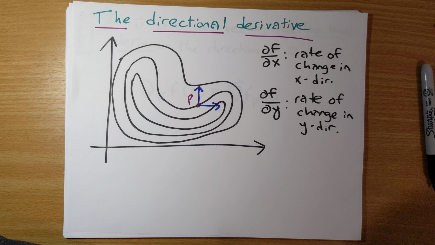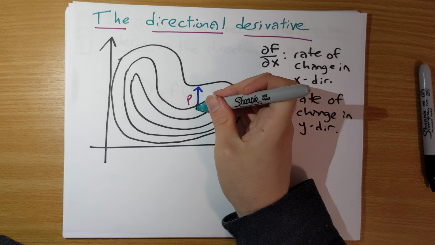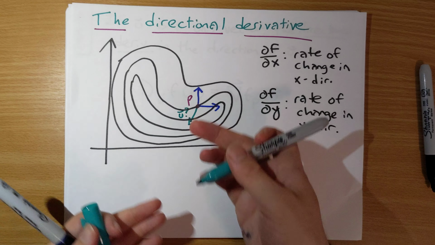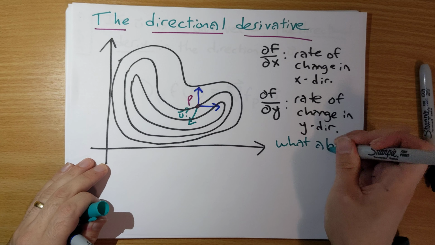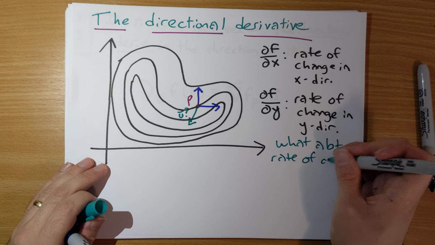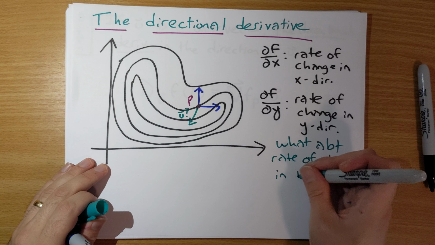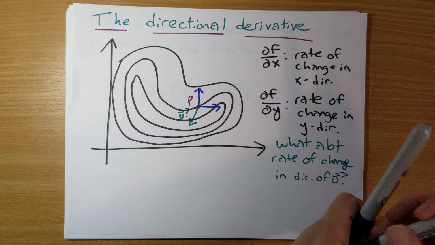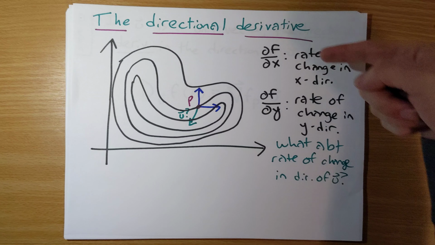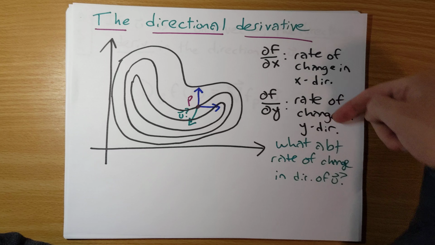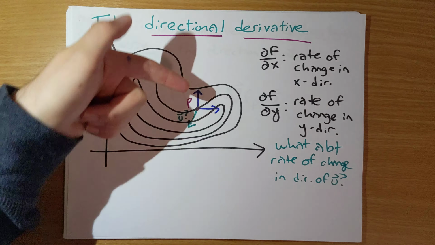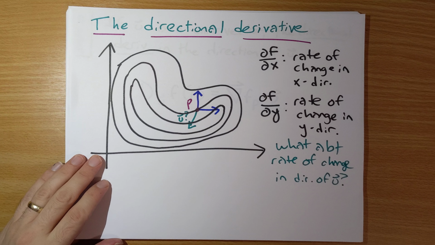But what happens if instead of going in either one of these directions, we want to go in this direction? So what about the rate of change in the direction of u? What can we say here about this rate of change? It's not the rate of change in the x direction, it's not the rate of change in the y direction, but we sure would like to have information about the rate of change when we go in this direction, this direction, this direction, or any direction we might want.